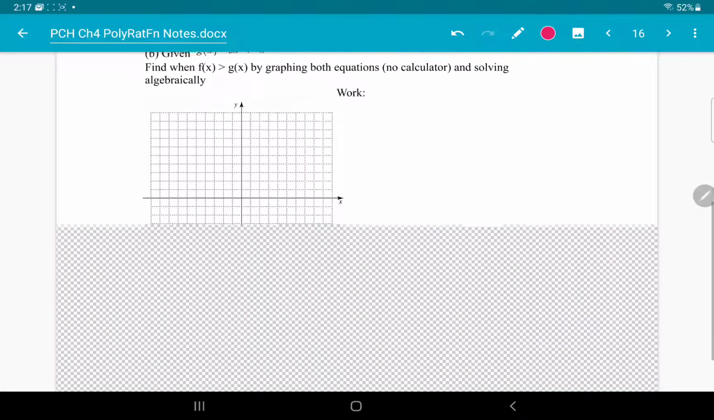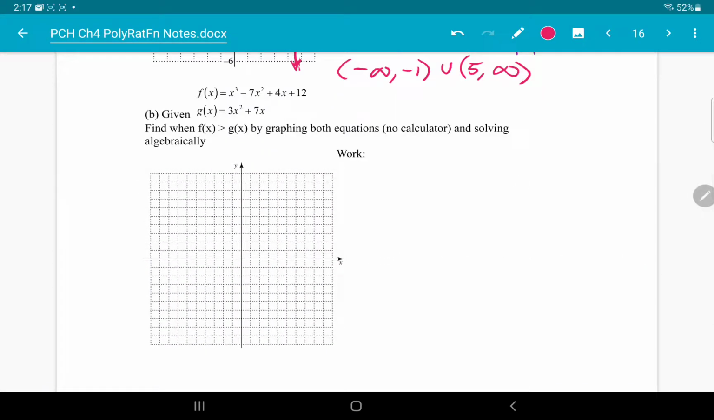So this one, you're graphing a system of equations almost. You've got f and g. To solve this algebraically, we're going to put them both into our inequality. So what we have is x cubed minus 7x squared plus 4x plus 12 greater than 3x squared plus 7x. All we've done so far is plug our functions into the inequality. And to solve this, you just want to combine everything into one equation. It's almost like solving a system of equations. So what we're going to do is subtract 3x squared on both sides, and subtract 7x on both sides.